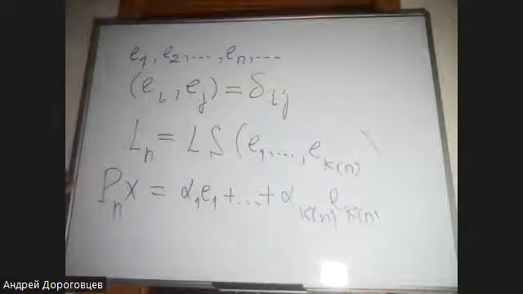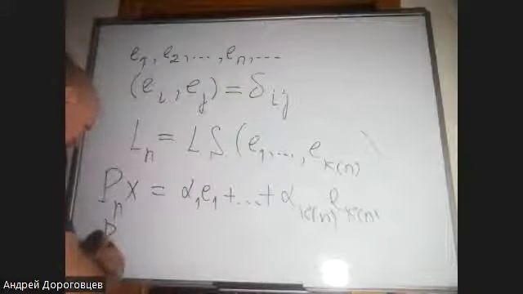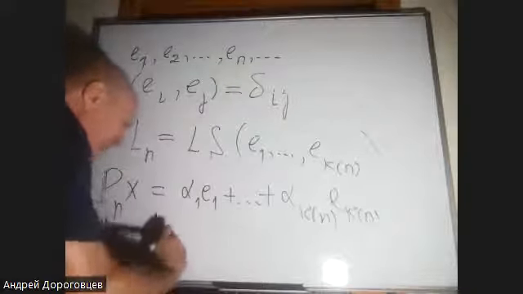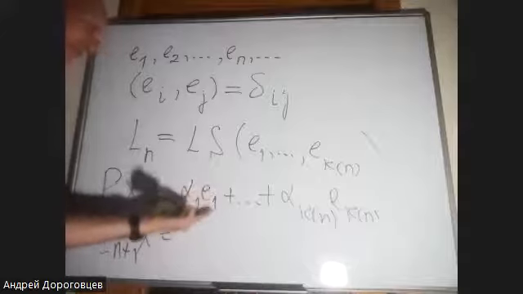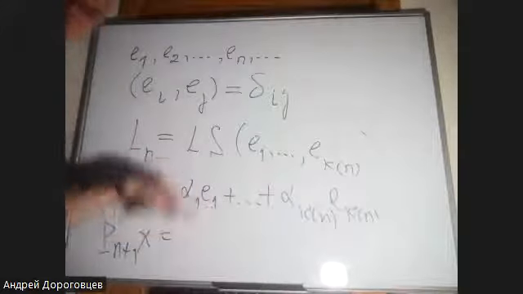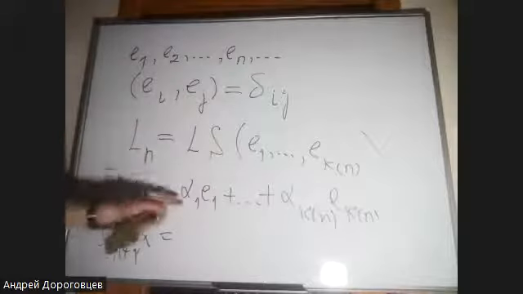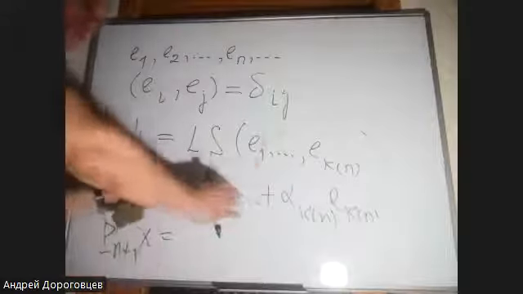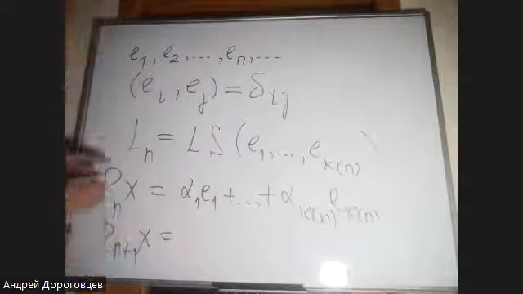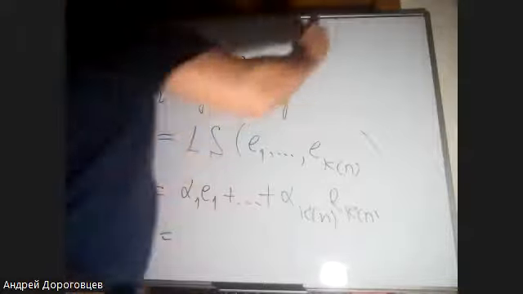What is interesting in this representation? When we take P_{n+1} x, the first coordinates remain the same, because, for example, this one describes the projection of our x onto the space L_1. The next two describe the projection onto the next, larger space, and we have the following telescopic property. If L_n is included in L_{n+1}, then P_n P_{n+1} is equal to P_n.